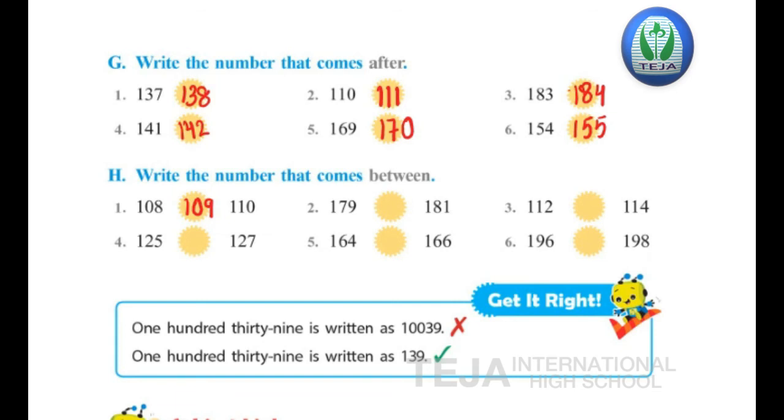Second one, 179, 181. The number after 179 is 180, and the before number of 181 is 180. So our answer is 180. Third question, 112. So the after number of 112 is 113. Next, fourth question. The after number of 125 is 126. Okay, children?